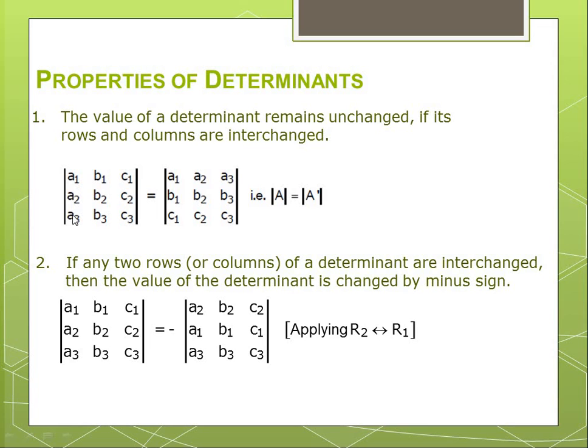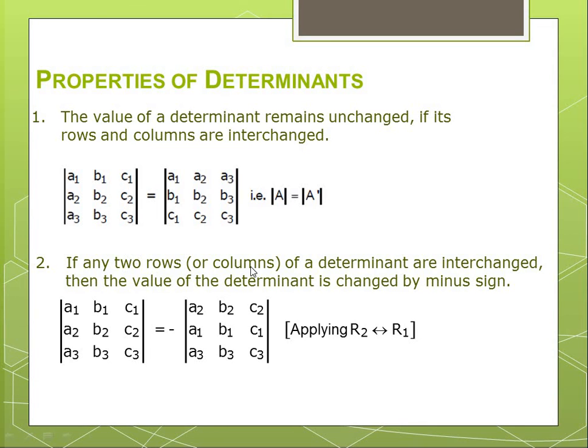This is the first column A1, A2, A3. So this first column is converted into the first row A1, A2, A3. Similarly, the second column B1, B2, B3 is replaced into the second row B1, B2, B3, and the third column C1, C2, C3 is replaced into the third row C1, C2, C3. Then the determinant of the first is equal to the determinant of the second, and this determinant, which is formed by interchanging rows and columns, is called the transpose of the determinant. So the determinant of A is equal to the determinant of A transpose.